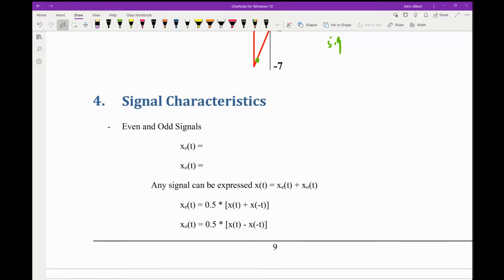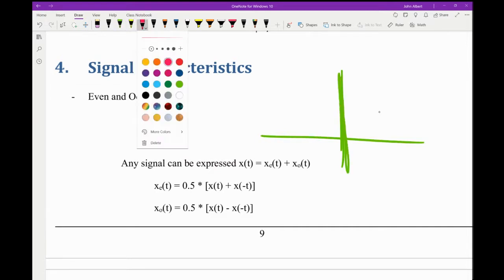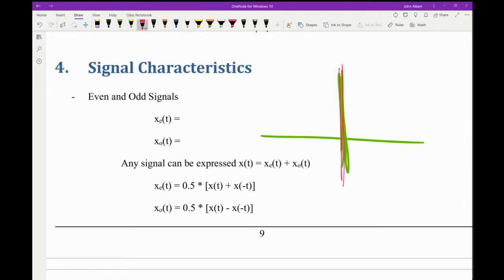Now, what's the definition of an even signal? Usually we write it as x_e of t. An even signal is a signal that is symmetric around the y-axis, meaning that if you put a mirror on the y-axis, whatever is to the left will also be to the right. Exactly the same, a mirror image. This is basically the definition of an even signal. Think of it this way. Even numbers, why are they even?